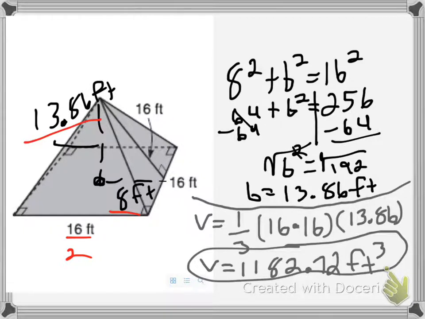So I plug it into my formula. Volume equals 1/3 big B times height. My base is a square, so that's 16 times 16, 256, times 13.86 divided by 3 gives me 1,182.72 feet cubed.